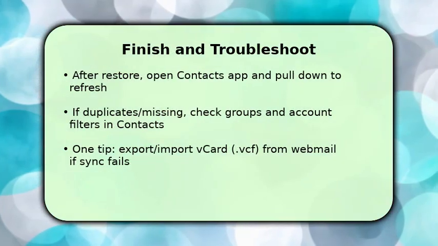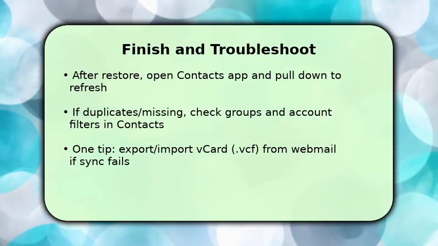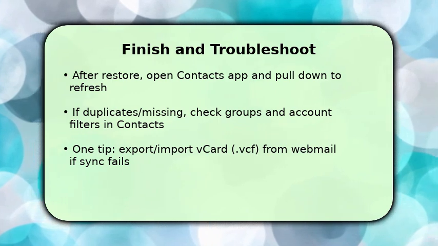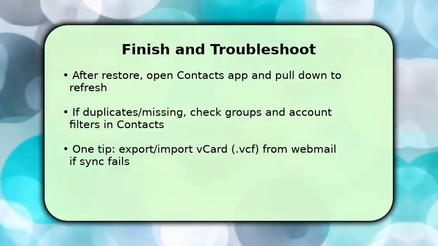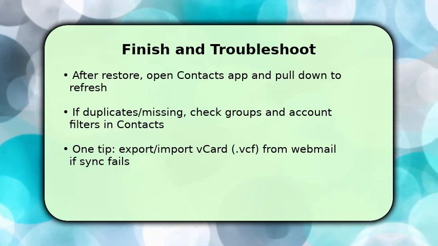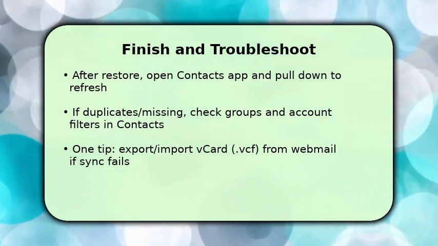You're almost done. Once the restore completes, open the Contacts app and pull down to refresh. Make sure Groups at the top left shows all accounts. If contacts are missing or duplicated, check account filters in Settings, Contacts, Accounts, and re-enable or remove problematic accounts.